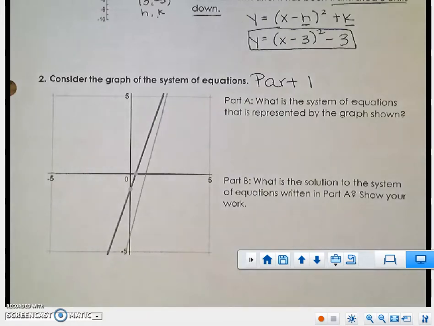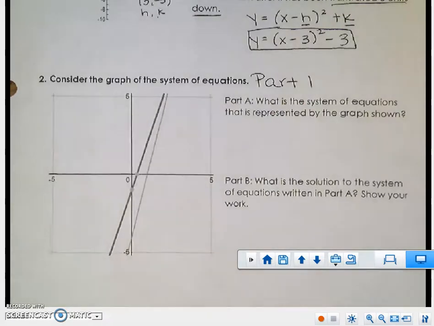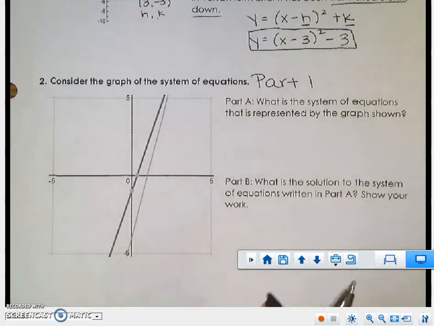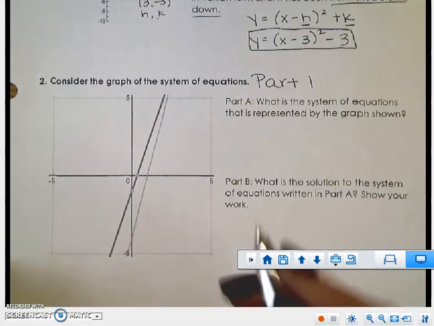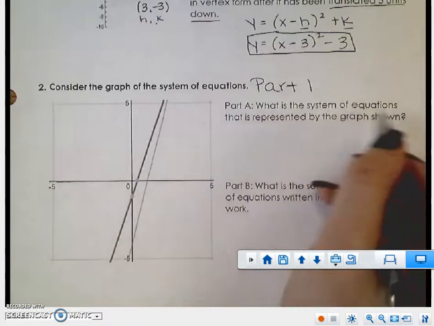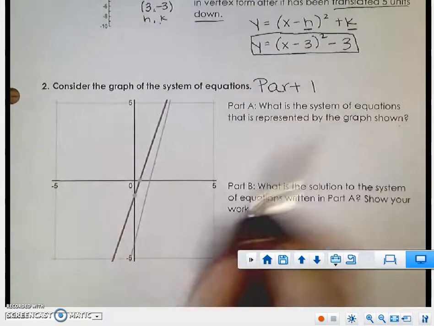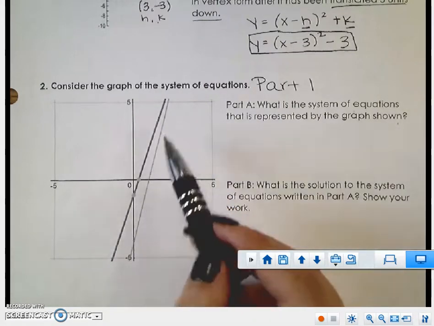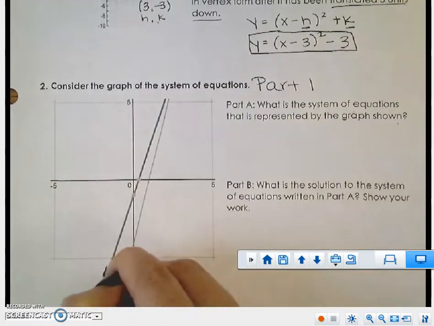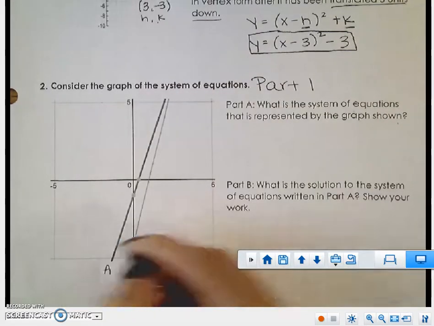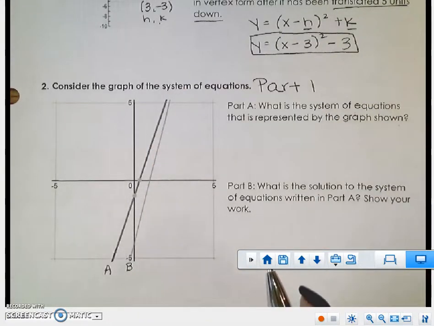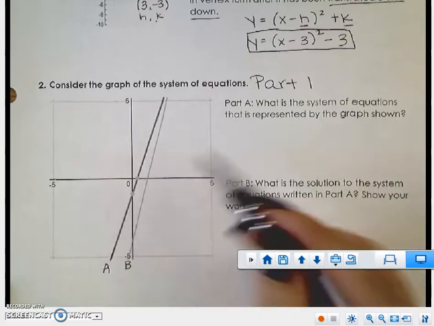So we have this system of equations, and the lines are really difficult to see. But on your final exam, you will be able to see all the lines for the coordinate plane. All right, we need to write the system of equations that is represented by the graph shown. So they want to know the slope-intercept or the standard form for each of these equations. I'm going to label this first line A and the second line B, just so we know which lines we're talking about. So my first line is this darker line.